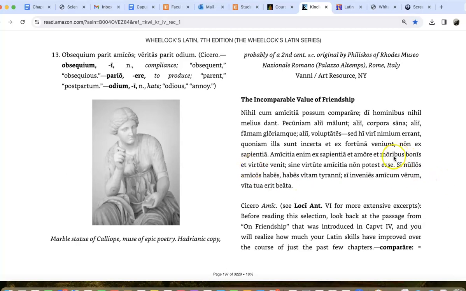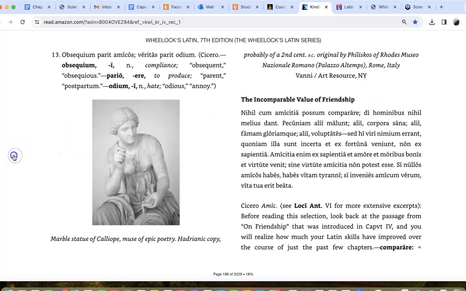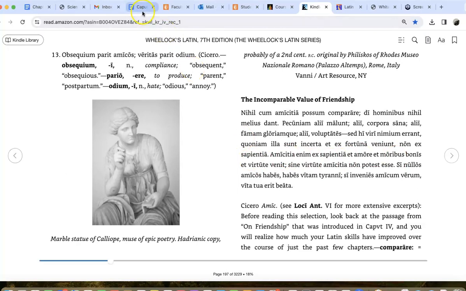This one's a little bit tricky because they're all in the ablative. Let's see if they give us a little bit of help how to translate that. They do not. That's fine. But this is where we get words like mores or customs. And then, of course, bonis means good. So I'm going to say, and from love and men of good character and virtue.